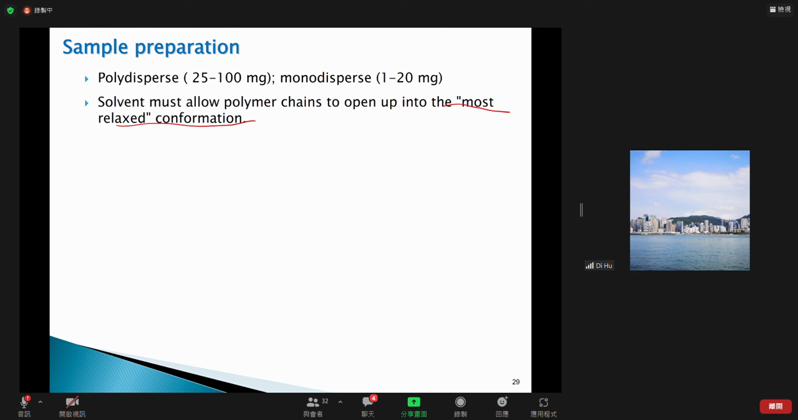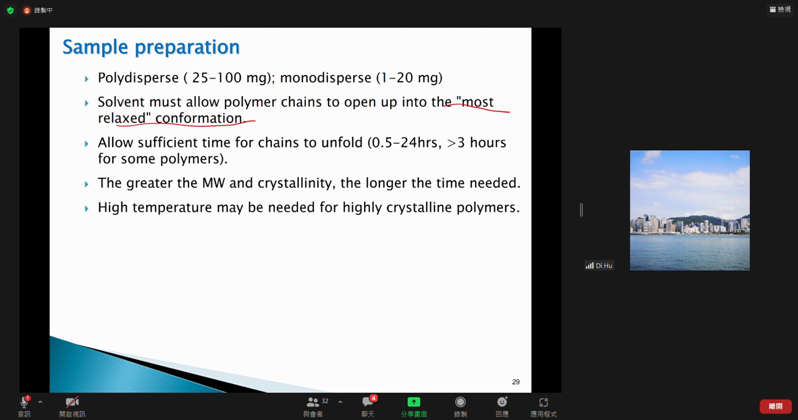And you have to be patient to allow sufficient time for the chain to unfold. It really depends on which compound you are handling. The time can range from 0.5 to 24 hours, and it could take more than 3 hours for some polymers.